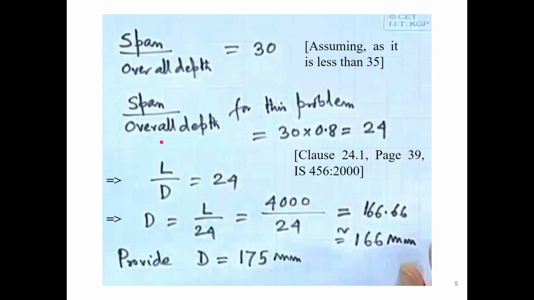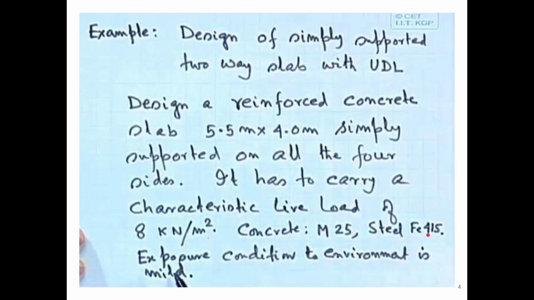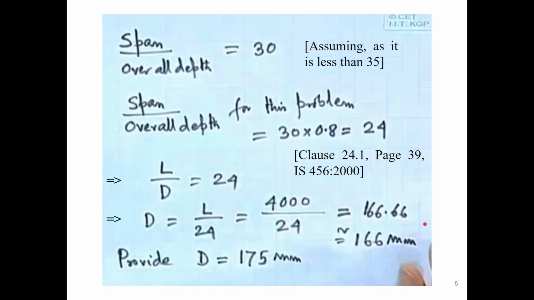So let us start. Let us assume span by overall depth as 30. Because the grade is Fe415, that is HYSD, as per IS 456 clause, it will be multiplied by 0.8. So 30 into 0.8, which is 24. That is the allowable. And L by D should be less than 35 into 0.8, that is around 28, right? If we have taken less, it will definitely be lesser. We have to find whether it is satisfying.